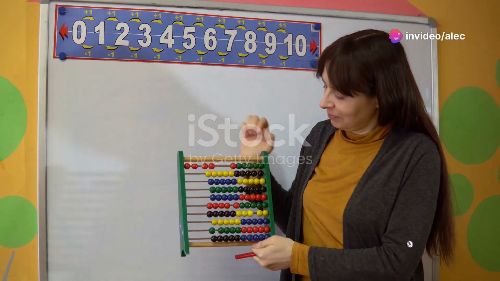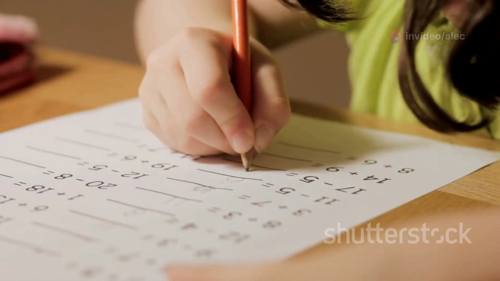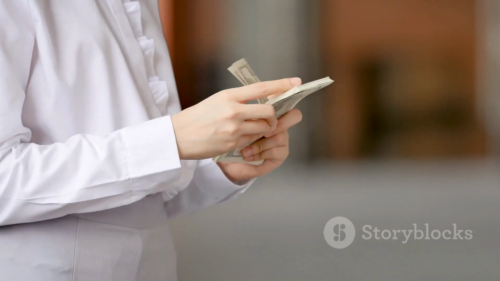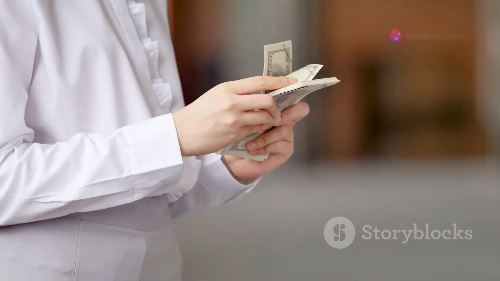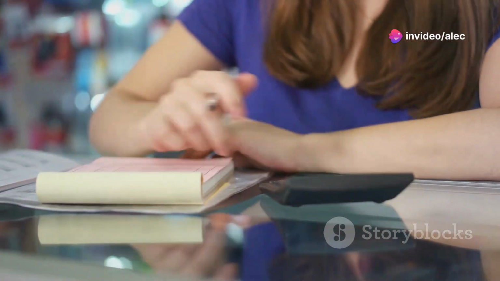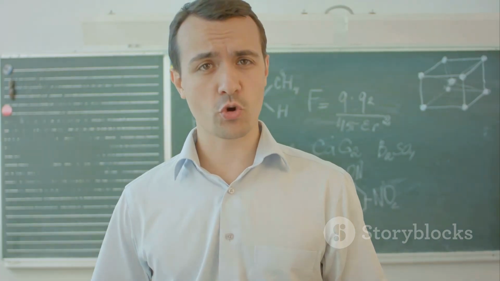Time to multiply with a negative twist. Remember that multiplication is just repeated addition. So, 3 times 2 is just 2 plus 2 plus 2. Now let's get negative. Imagine you borrow $2 from a friend 3 times. That's 3 times -2. You now owe a total of $6, which is -6. Multiplying a positive by a negative always gives you a negative answer.